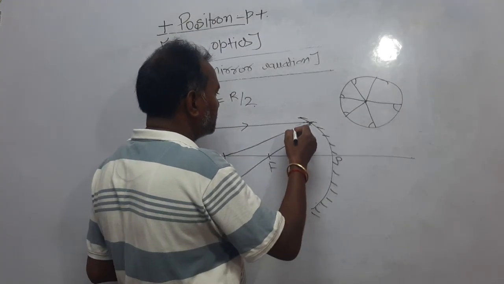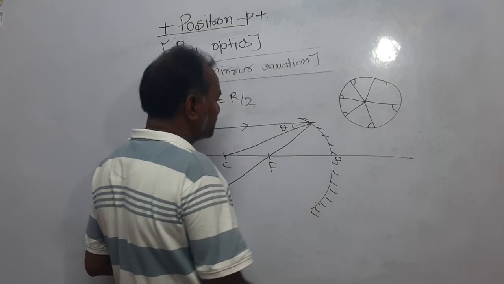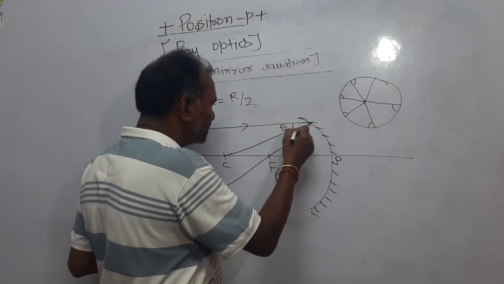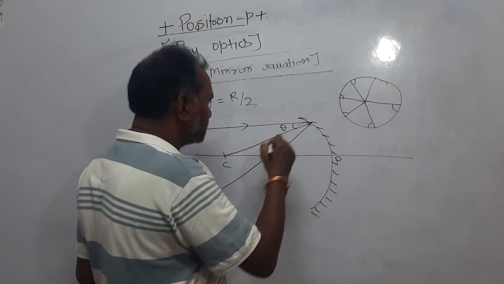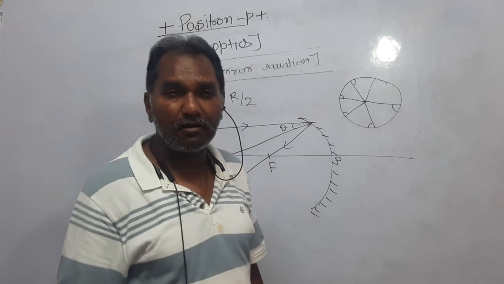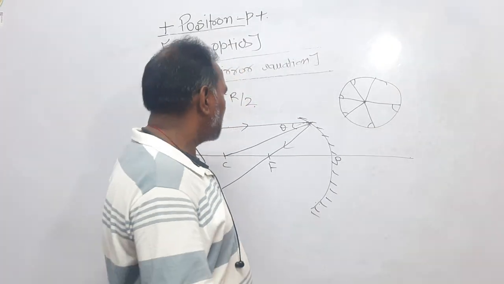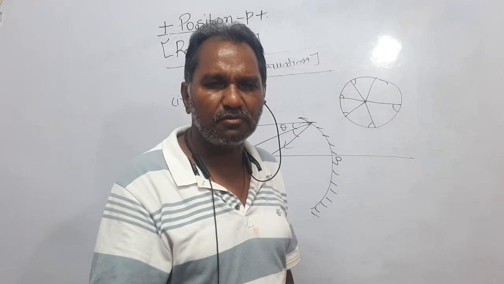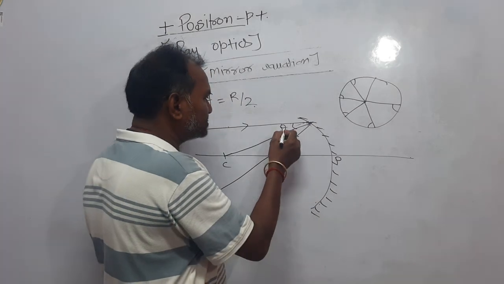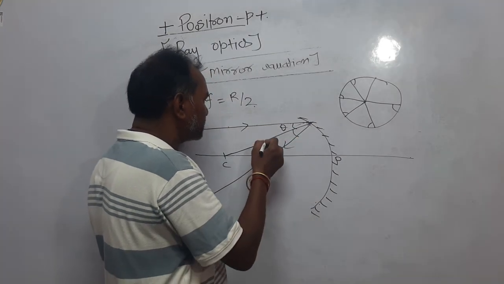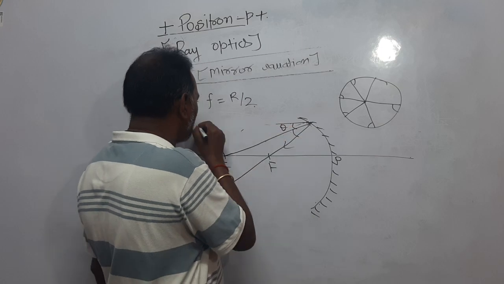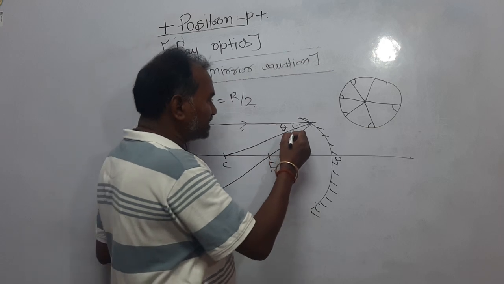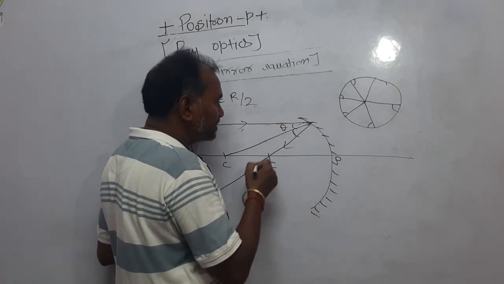Now, dear students, let this be theta. Theta is the angle between the incident ray and the normal. This is the reflected ray. Now apply the law of reflection. What does the first law say? The angle of incidence must be equal to the angle of reflection. The angle of incidence is the angle between the incident ray and the normal. Now this angle is the angle between the reflected ray and the normal.